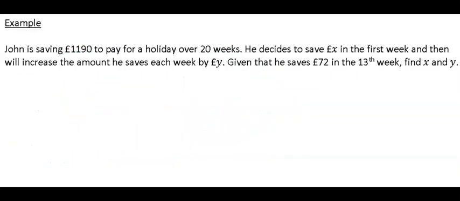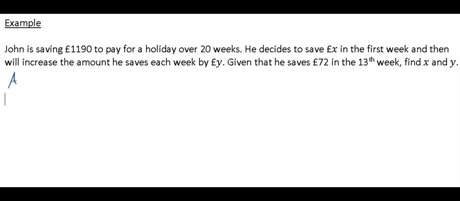We're going to look now at a couple of examples where we use APs and GPs in real life situations. This first example is an AP. So in this question it says, John is saving £1,190 to pay for a holiday over 20 weeks. He decides to save X pounds in the first week, and then will increase the amount he saves each week by Y pounds. Given that he saves £72 in the 13th week, find X and Y.